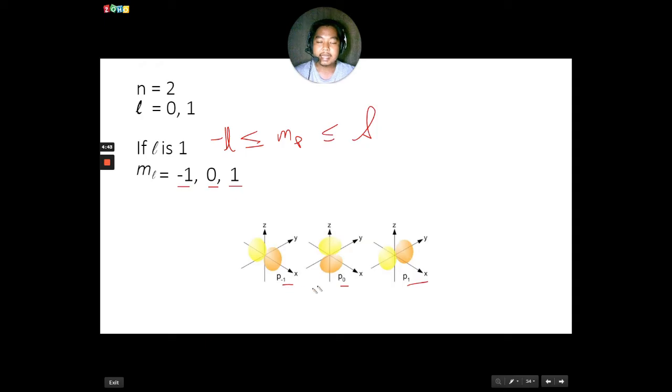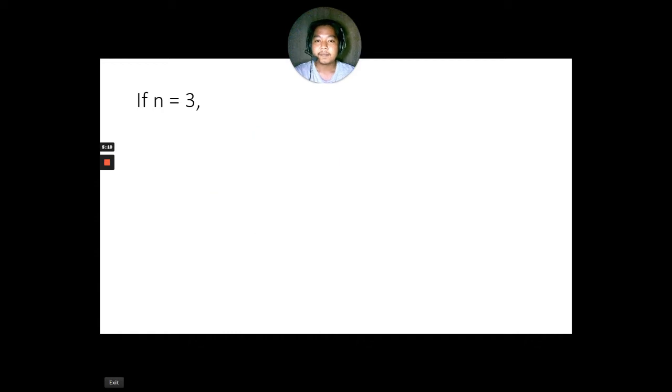It could be in the x-axis, the y-axis, or the z-axis, or the other way around. So negative 1, 0, 1. These are the possible orientations. Later on, we'll find which of these is the exact location, since there are three orientations. But for the meantime, these are the possibilities. Now, what if my n is 3?